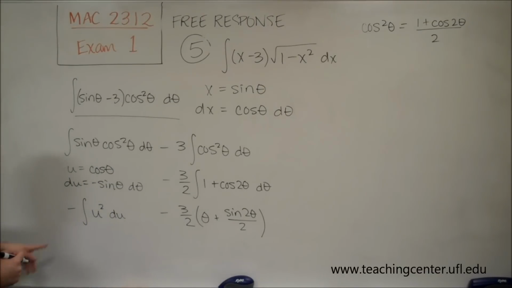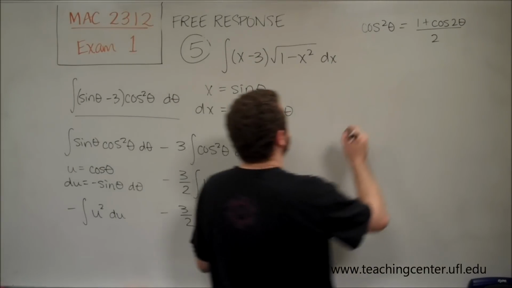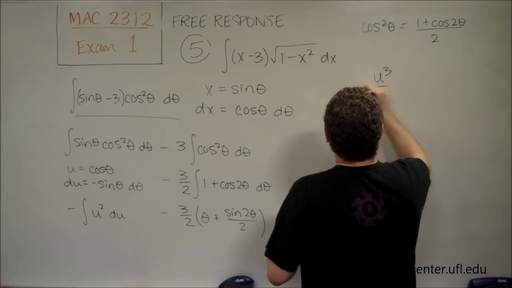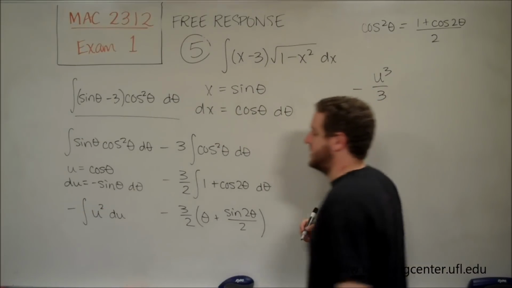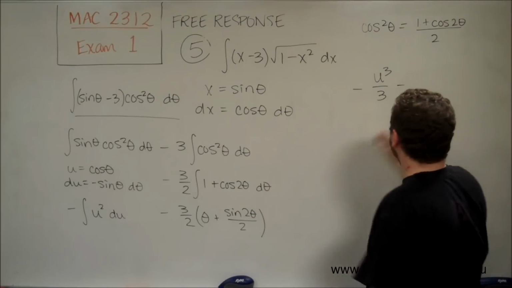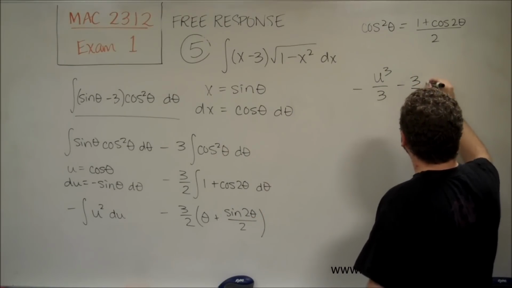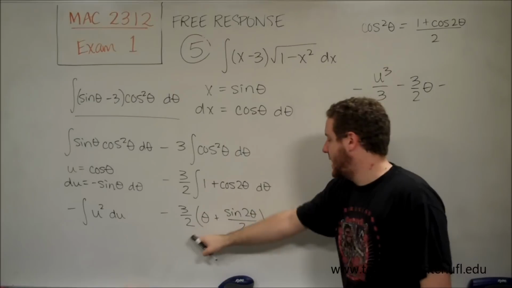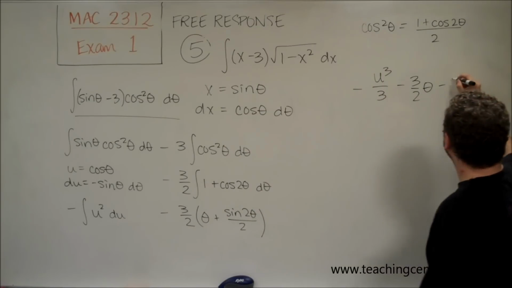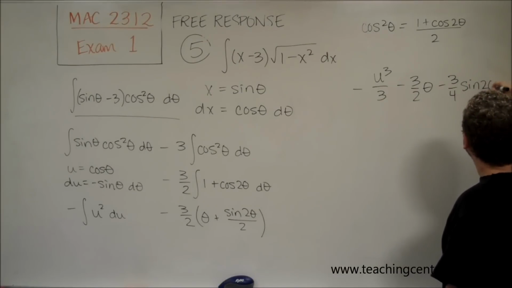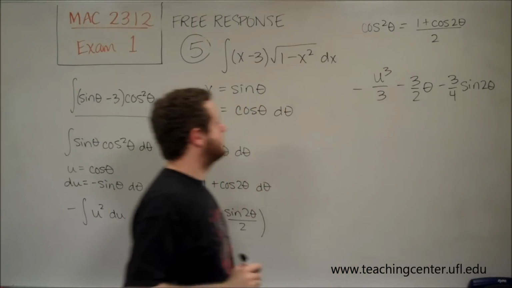So what we're going to have here is the antiderivative of u squared is just u cubed over 3. That was negative because we had the negative sign out there. And then we have minus, I'll distribute this here. We're going to have 3/2 theta minus. So we have 3/2, we have an extra 2 on the denominator here, so we have 3/4 sine 2 theta.